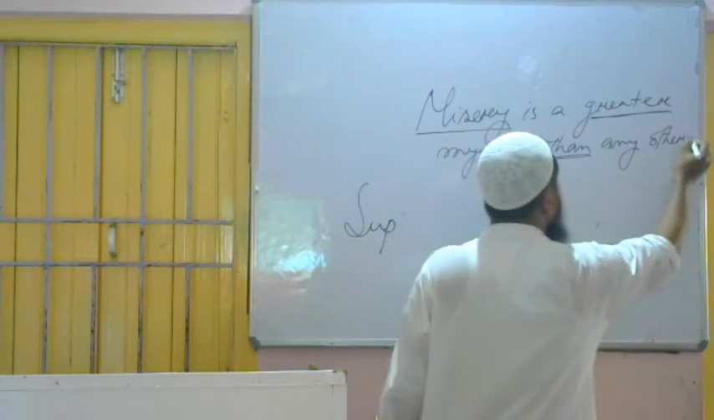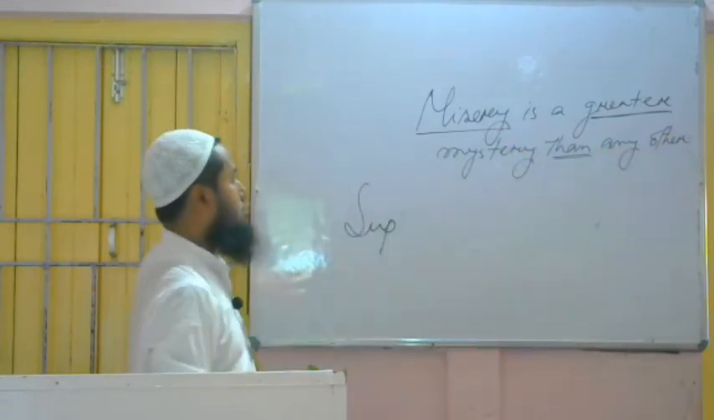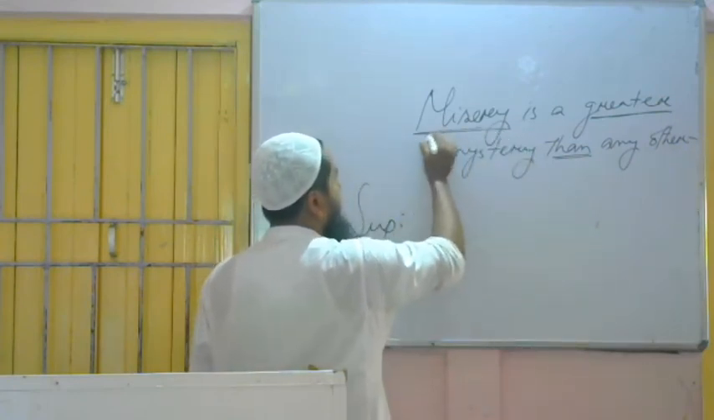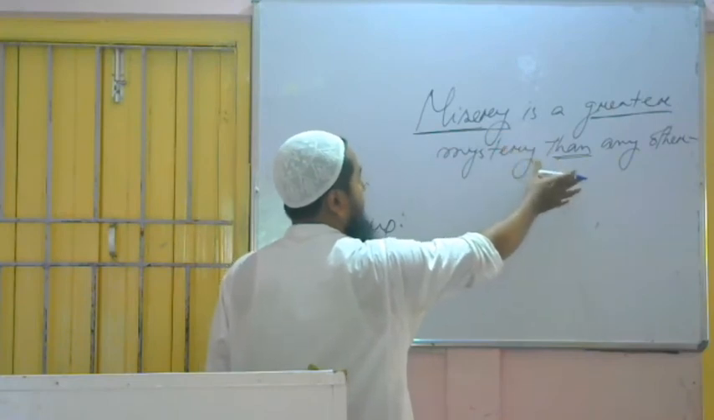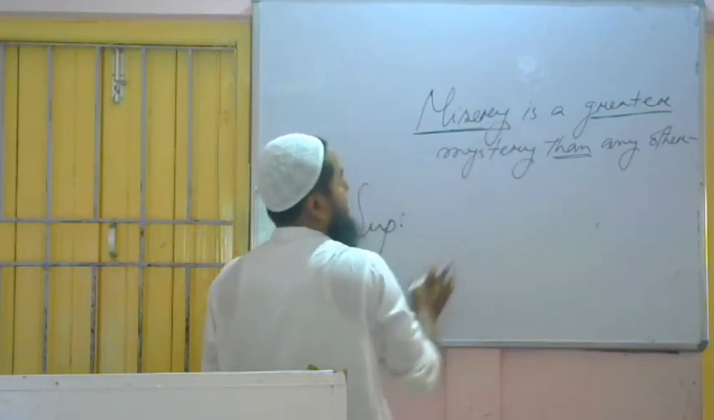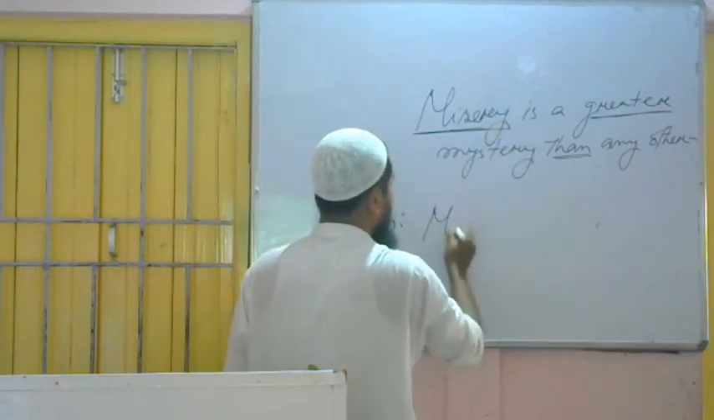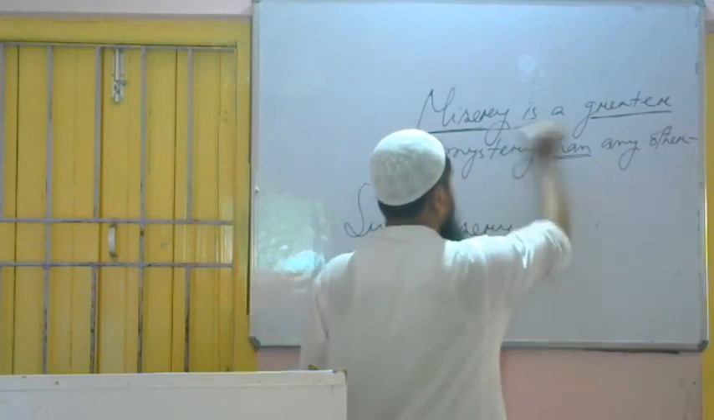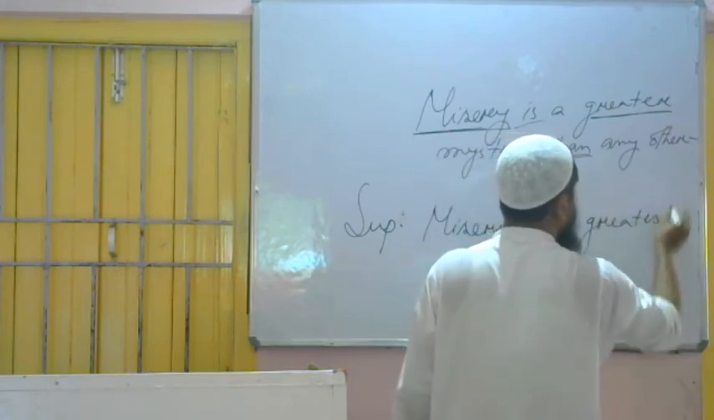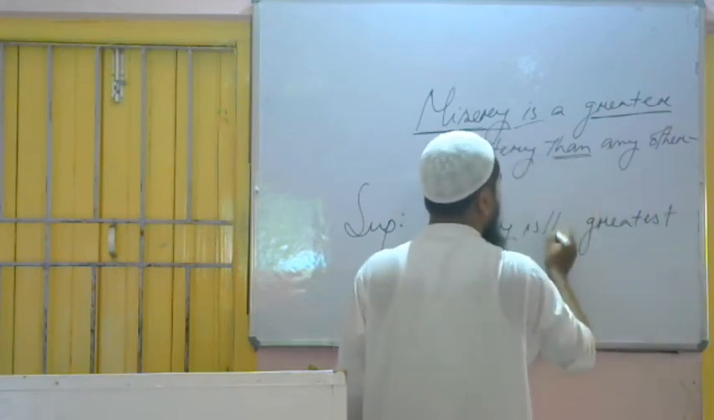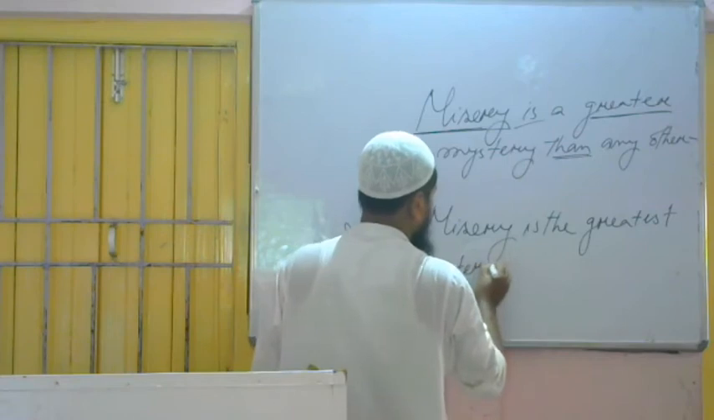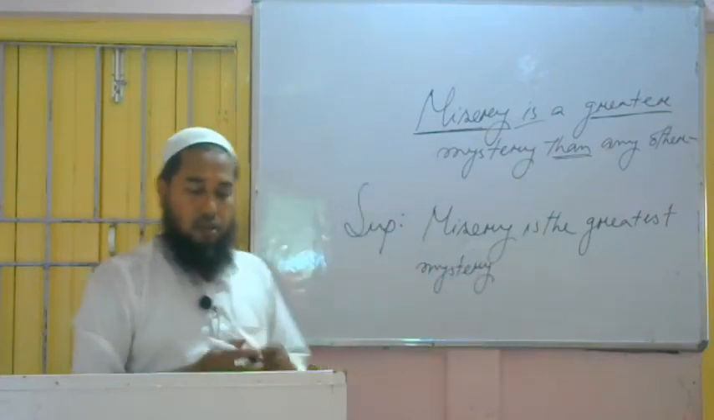Misery is a greater mystery than any other. Any other means any other mysteries. So one group is misery, another group is any other mystery. So we have understood that it was compared, it was said that it is bigger than any other mysteries. Now we have to say that no, it is the biggest. It is the greatest. Misery, we have to use the auxiliary is, then the superlative form greatest, and before the superlative form we have to use "the". Misery is the greatest mystery. Finished.